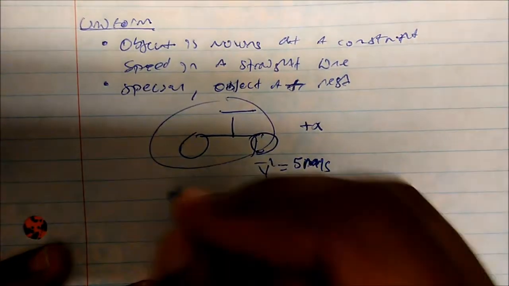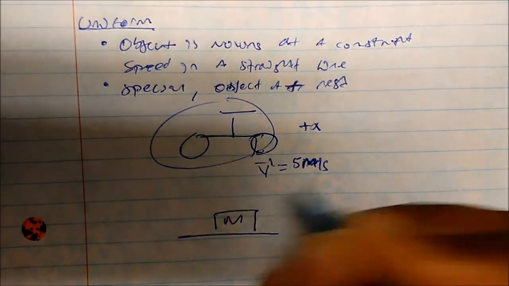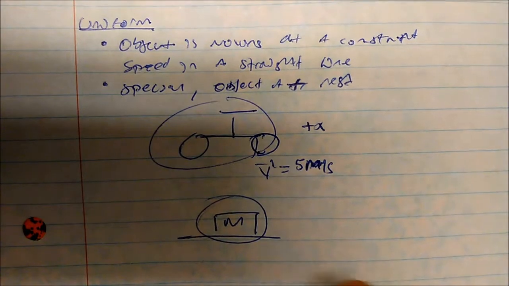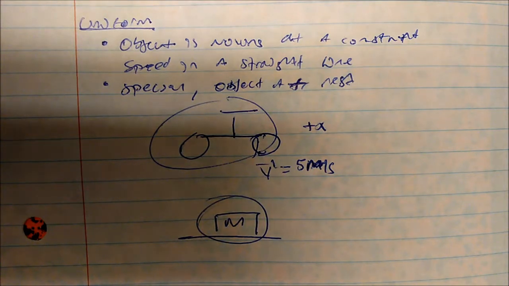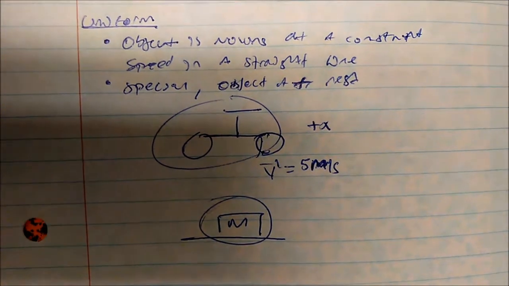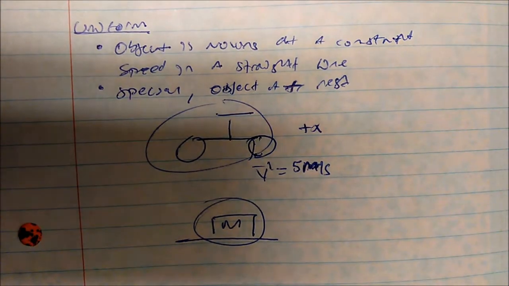Now the other one is an object at rest. So maybe on a frictionless surface we have a block of mass. If I circle my block, it's at rest. Is it experiencing multiple interactions? Yes, but they all add up to zero. So the block is not moving. So that's another case that we consider to be a special case of uniform motion. So those are the two cases that we're going to focus on.